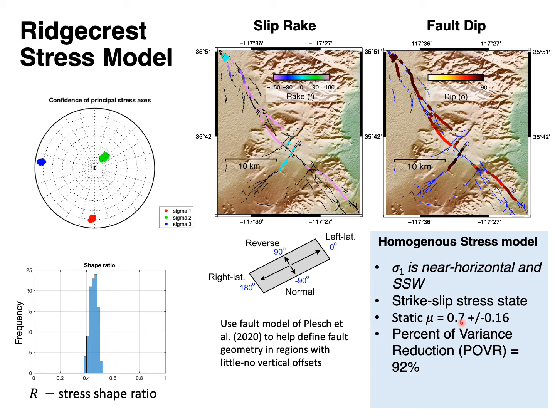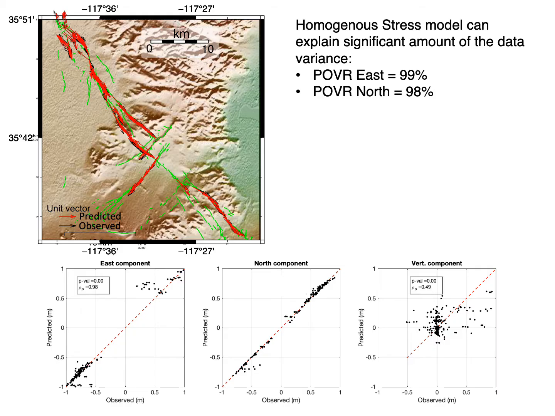And this single stress model can explain a surprisingly high percent of variance reduction of the data. Around 92% of the data variance can be explained by just a single stress model, which is surprisingly high. And from the reduced chi-square value, we get a value of about 1.4, showing that there's still some variance in the data that cannot be explained by the stress model given the uncertainty in the data.